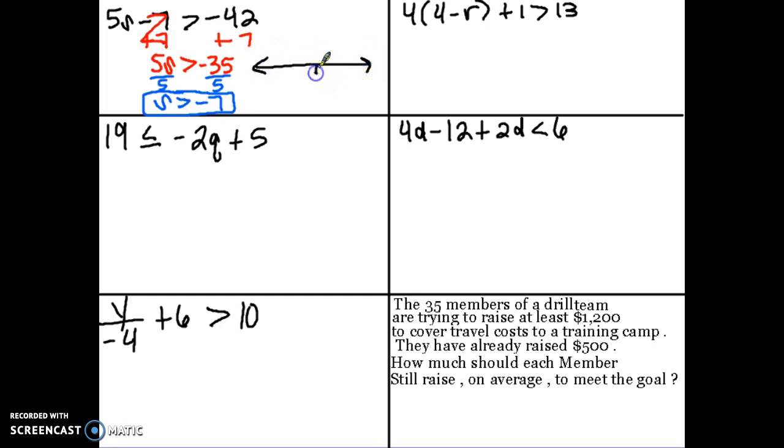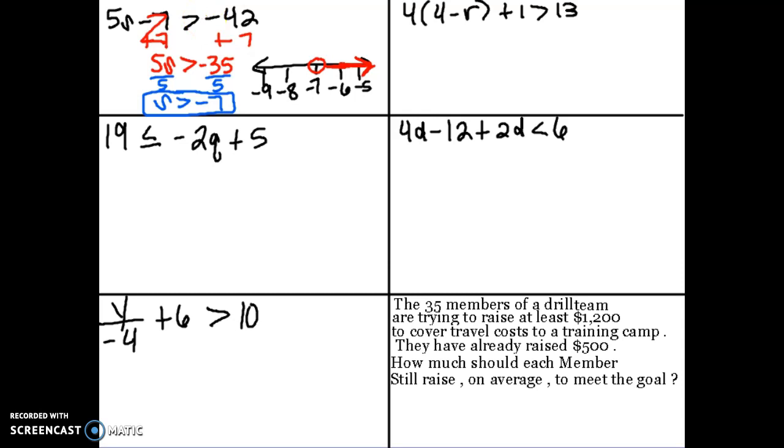I have an open circle because my inequality sign is greater than, so it can't be negative 7. It's just numbers that are bigger than negative 7. So I'm going to put an open circle on negative 7, and I'm going to shade everything that's bigger than negative 7. So what this is saying is I can plug any number bigger than negative 7 into this original inequality, and it will give me a true statement.